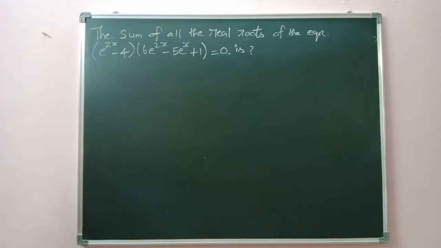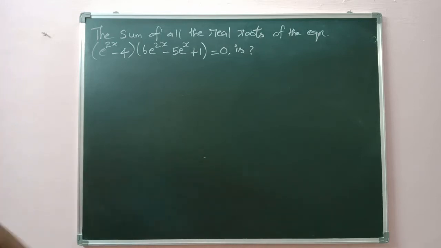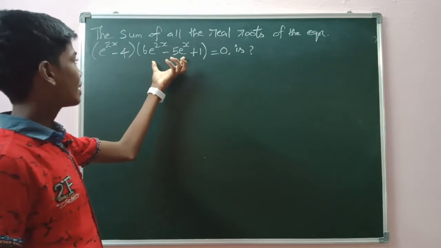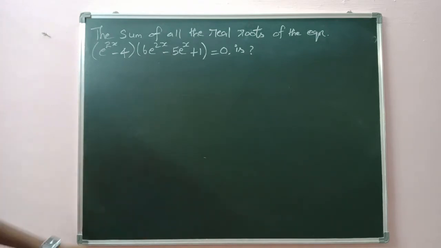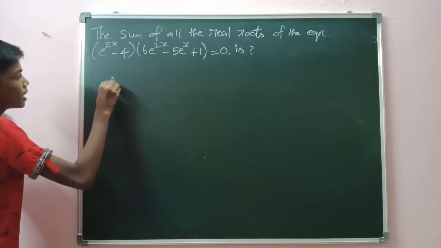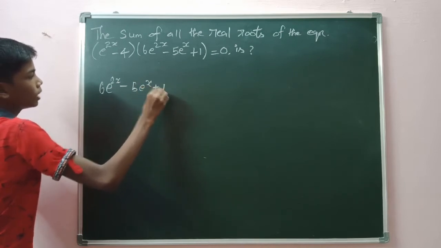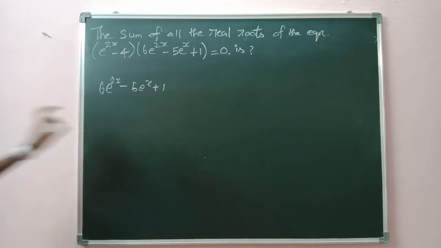The sum of all the real roots of the equation e power 2x minus 4 into 6 e power 2x minus 5 e power x plus 1 is equal to 0 is what? So people, how we are going to solve this question is actually, consider this particular expression, that is 6 e power 2x minus 5 e power x plus 1. I am going to factorize this expression. Factorize means splitting the middle term.